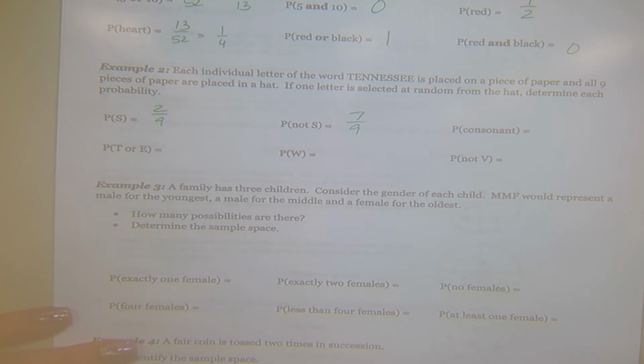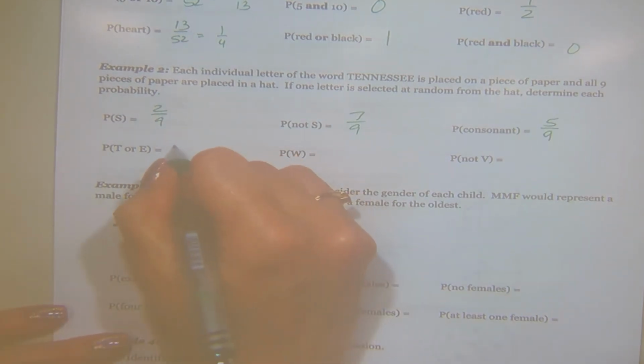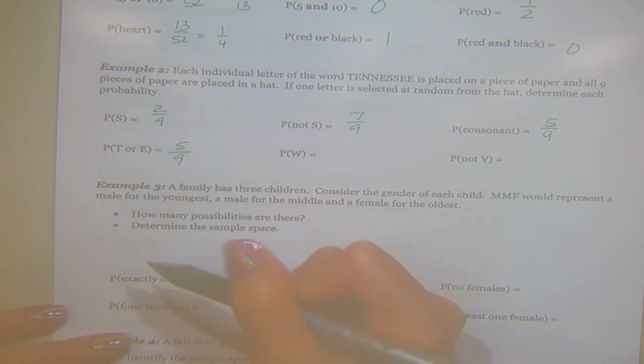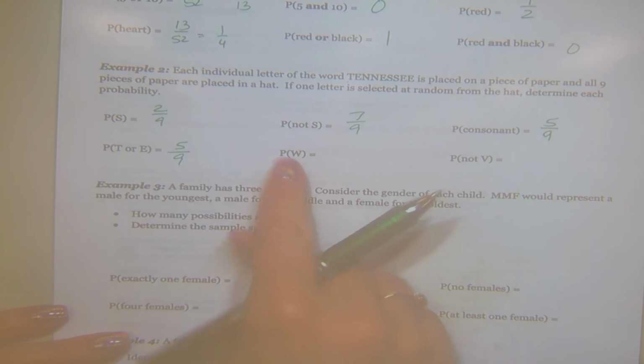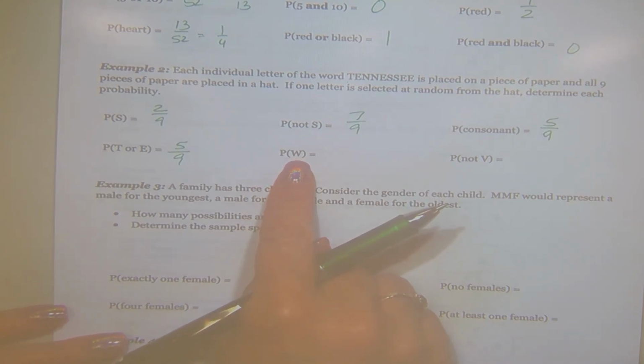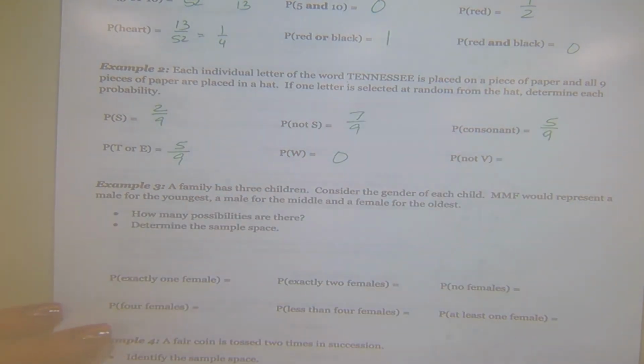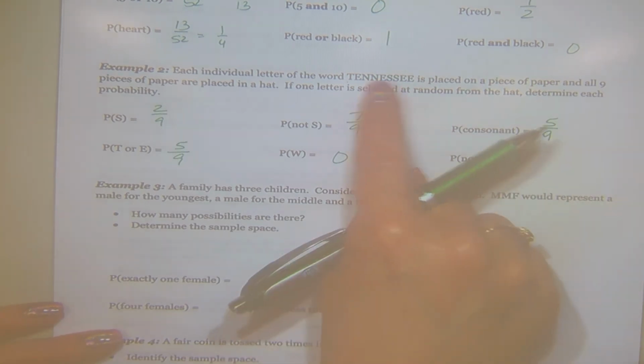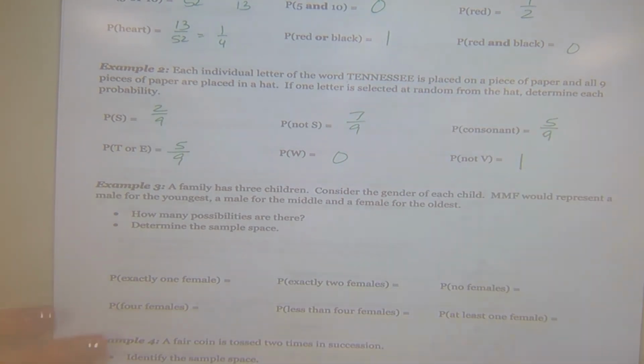How many of the letters in Tennessee are consonants? T, N, and S are consonants, so that's 5 out of the 9 letters in Tennessee. A T or an E, I can count 5. I've got 1 T and I've got 4 E's, so that's a total of 5 letters that fit that qualification. What's my probability of drawing a W out of that hat? Well, W is not in the word Tennessee, so that's an impossible event. What's the probability of me drawing a letter that's not a V? Well, none of those letters are V, so that's a sure thing.